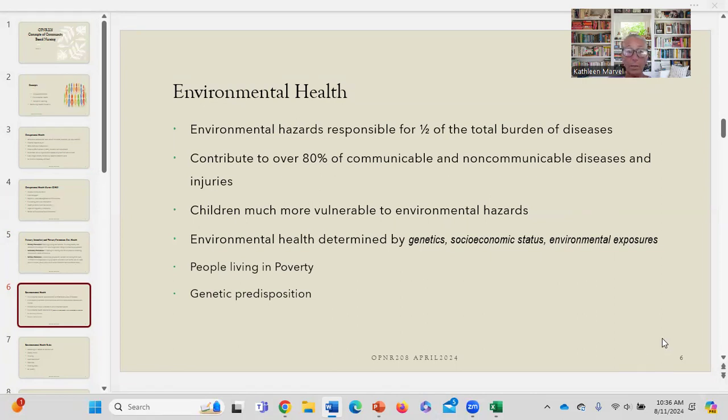We know that environmental health can be determined by a combination of genetic issues, socioeconomic status issues, and environmental exposures. Okay, those who live in poverty are much more likely to be exposed to, say, hazardous wastes if they live closer to a hazardous waste site. Maybe having poor quality foods available, maybe living in older homes with lead-based paint exposure.